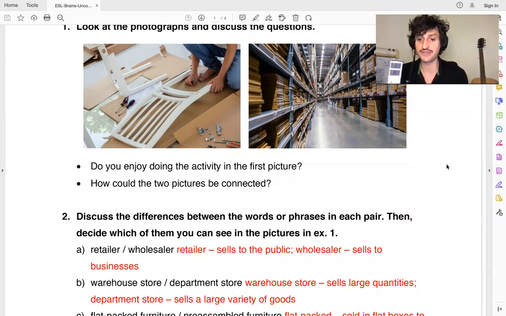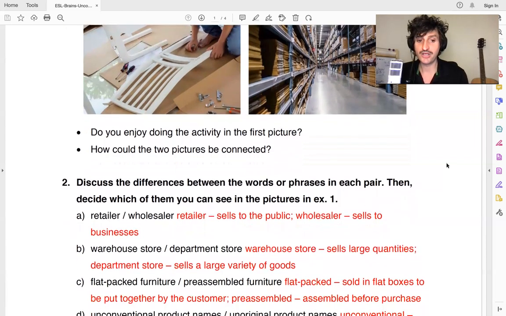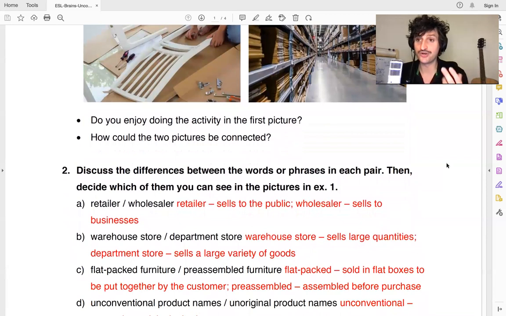So it's very, very different. Now you can also say a store. A store is like a shop. So we have a warehouse store. A warehouse is where you keep things. Typically, you have large shelves. It's not very beautiful, it's kind of industrial, but you do have warehouse stores. They sell large quantities. And then you also have department stores.